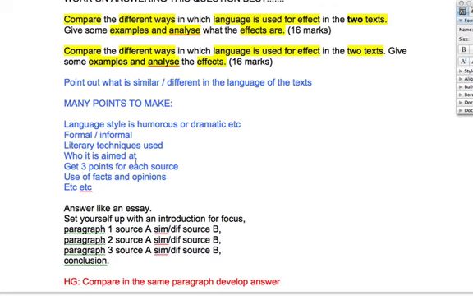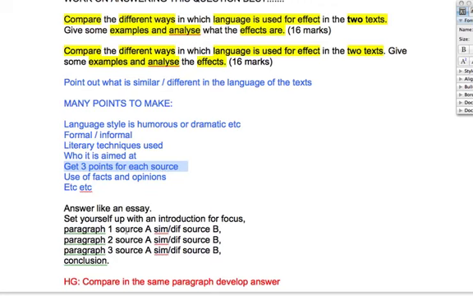Who it's aimed at. So the audience: is the language more simple because it's aimed at a younger generation? Is it more savvy because it's aimed at the hipsters? Is it more technical because it's aimed at enthusiasts? What is going on? Try and make sure that you get 3 points for each source.